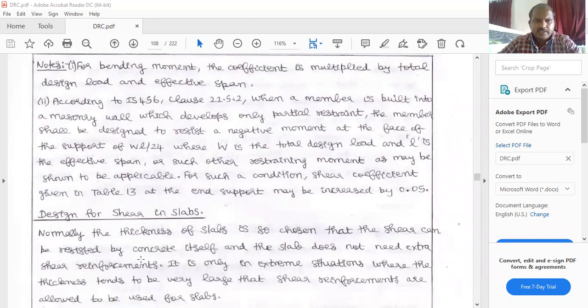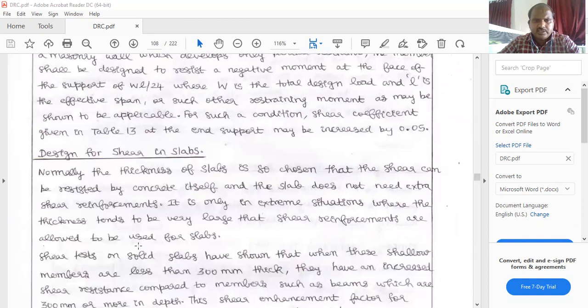Design for shear in slabs. Normally, the thickness of the slab is so chosen that the shear can be resisted by the concrete itself, and the slab does not need extra shear reinforcement. It is only in extreme situations where the thickness tends to be very large that shear reinforcement is allowed to be used for slabs.